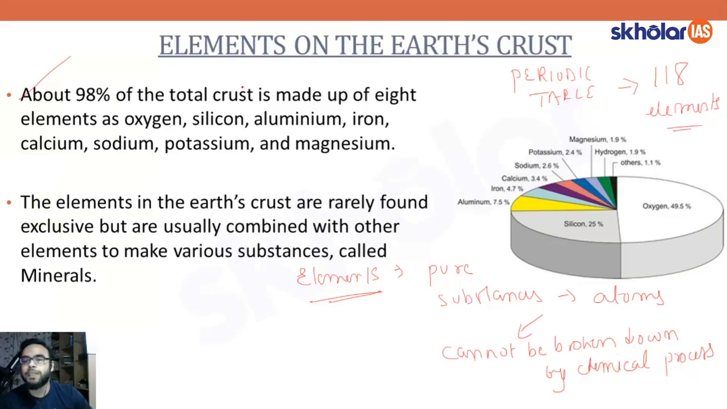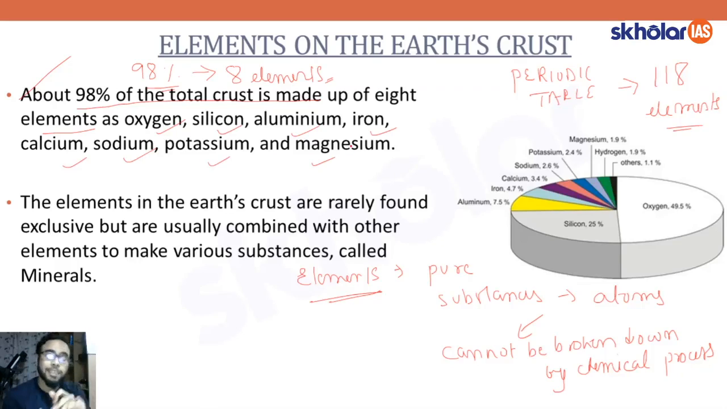So let us look at the first point. What does the first point state? It states that about 98% of the total crust is made up of 8 elements. So 98% of the Earth's crust is made up of how many elements? 8 elements. And what are these 8 elements? Oxygen, silicon, aluminium, iron, calcium, sodium, potassium and magnesium. Remember in the last class when we were talking about the interiors of the Earth, what was the most abundant material which was found on the crust? It was oxygen, right? And oxygen was followed by silicon and then aluminium and then iron, right? So this is about the Earth crust. Again, remember, this is about the crust, right?